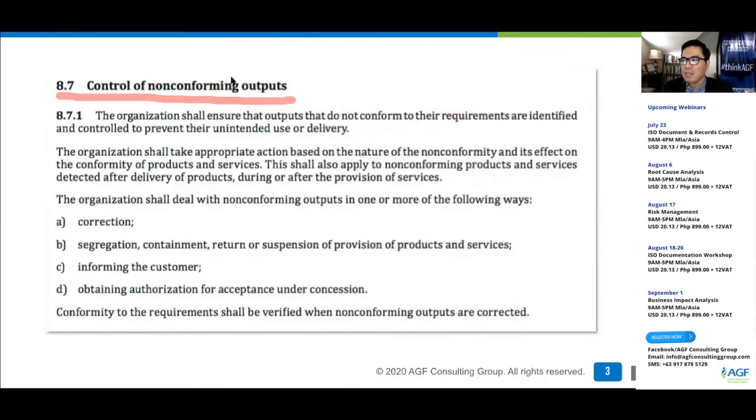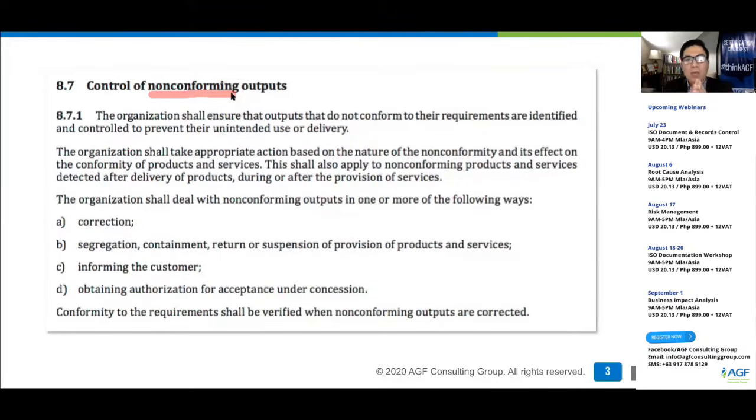First, let's be clear here. What is a non-conformance? A non-conformance, or non-conformity, is non-fulfillment of a specified requirement. So the key word there is requirement. Take note, in your office, in your organizations, there will be requirements. A requirement can be a policy, a procedure manual, maybe a work instruction, maybe a memorandum circular, whatever that is.